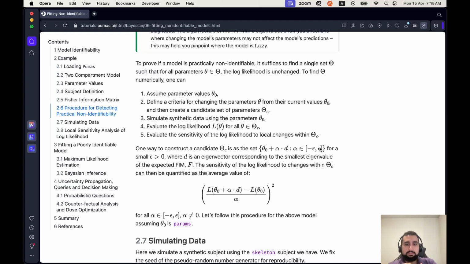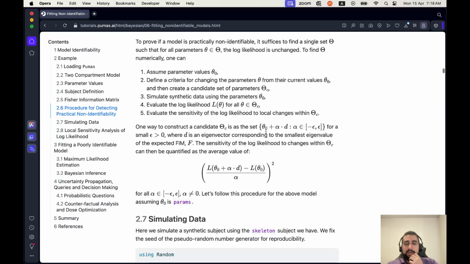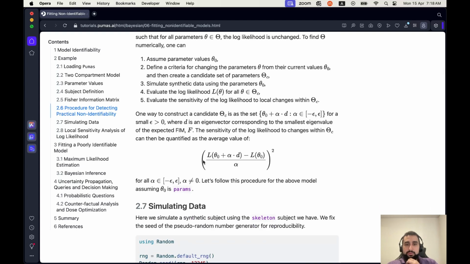I can pick alpha equals minus epsilon plus a small amount, minus epsilon plus slightly bigger amount, all the way until epsilon, right? So I could have a kind of a discrete choice. Now, next, what I want to do is to do sensitivity analysis, and so to basically compute a metric that's a measure of sensitivity of the log likelihood. This is one such metric, so we can do this.